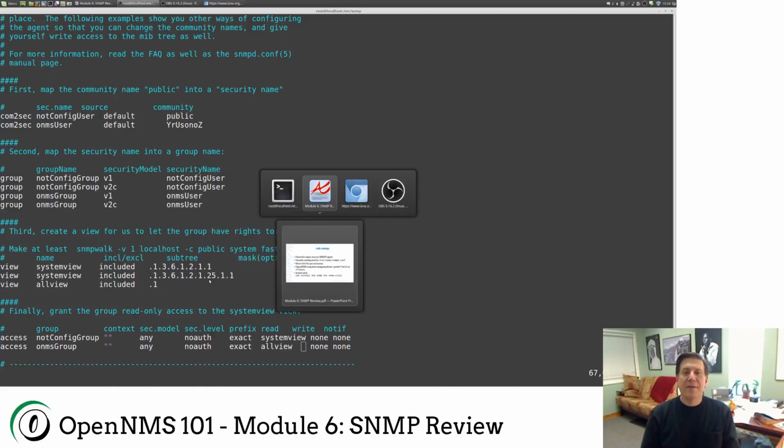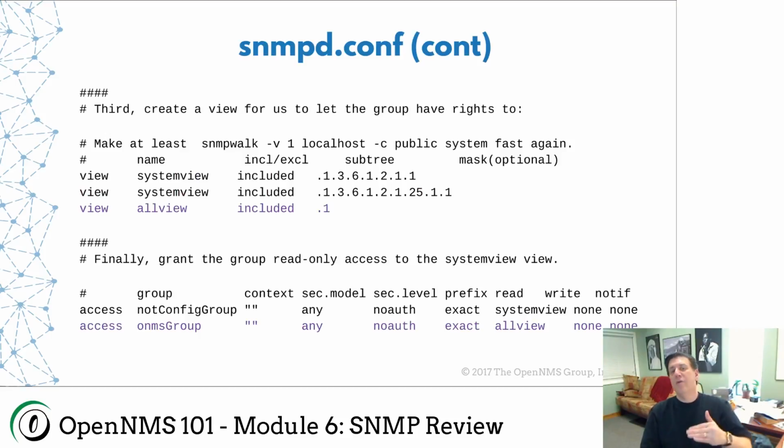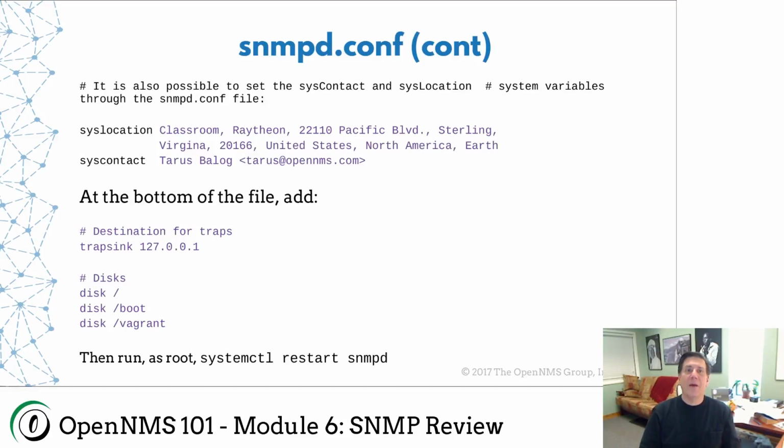So I'm going to jump back to the slides. There's a few other things we need to do, but I'm going to jump back to the slides. So again, map the community name of Why Are You So Nosy to the user, ONMS user. Map the security name, ONMS user, to a group name, ONMS group. Create a view called all view and map that to the group. So this will allow the OpenNMS group, the ONMS group, to actually see everything in the MIB.